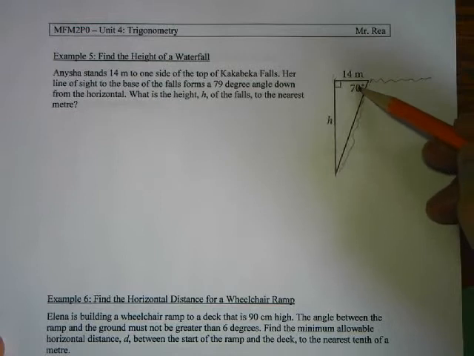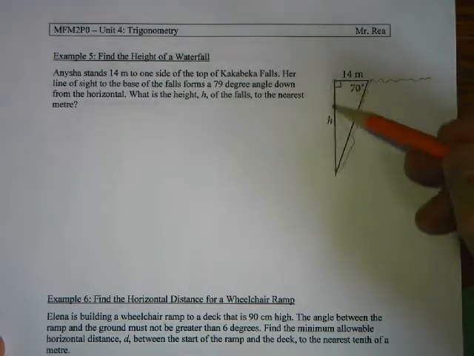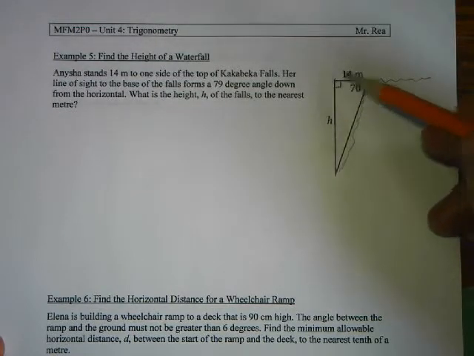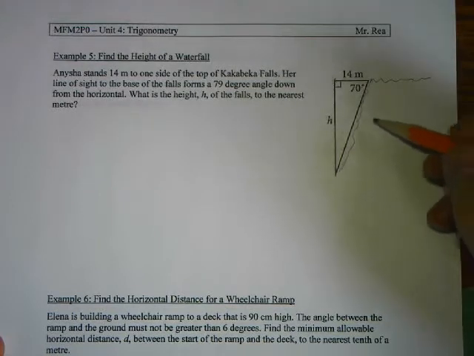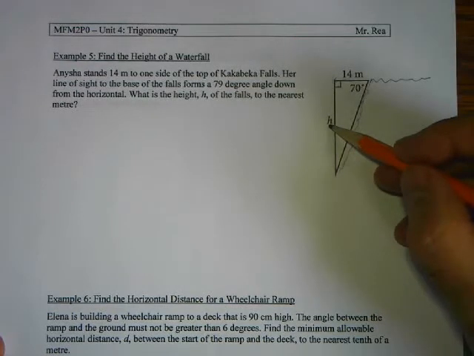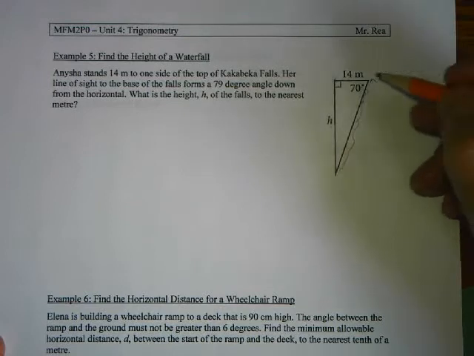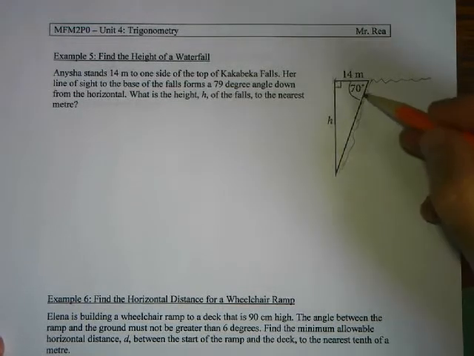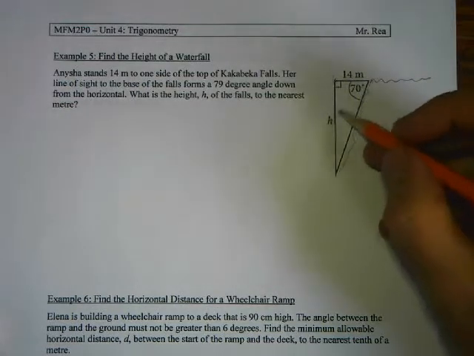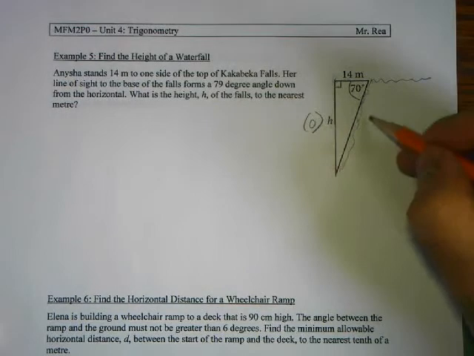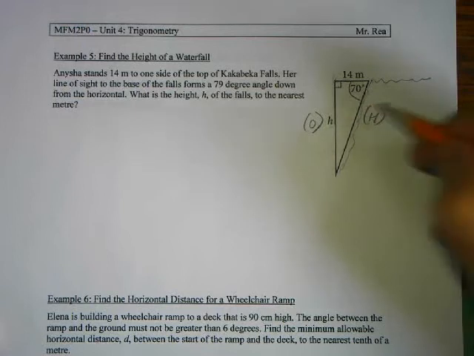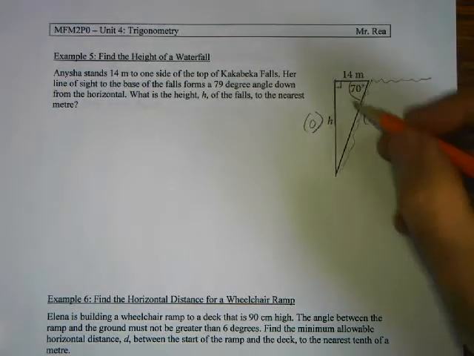Okay, so obviously this formed a 90 degree triangle, so that's what we want to know, the height, h. So this is the angle of interest because they gave it to us. So based on that, well, this is the opposite side. This is the hypotenuse because it's opposite the 90 degrees, and that makes this the adjacent.